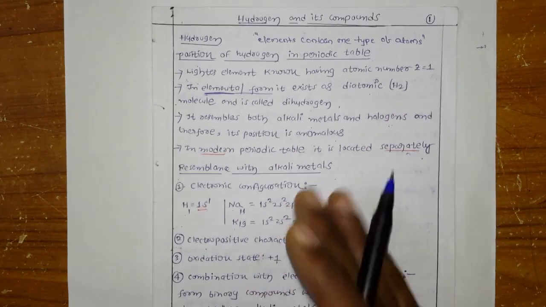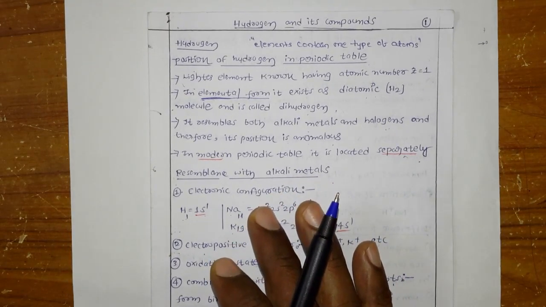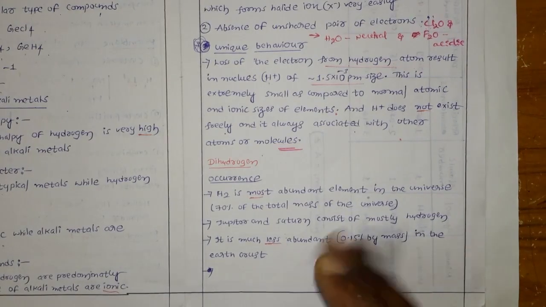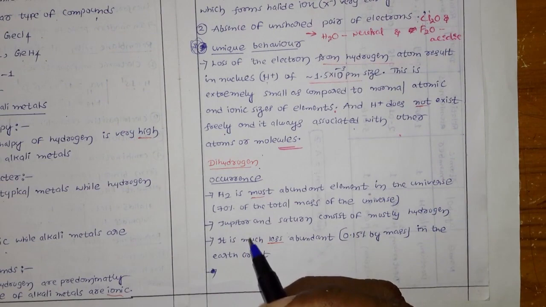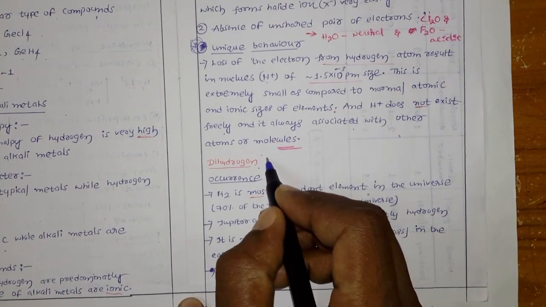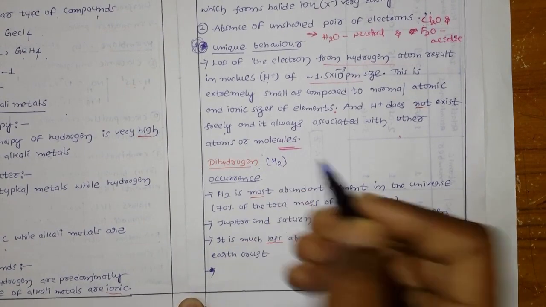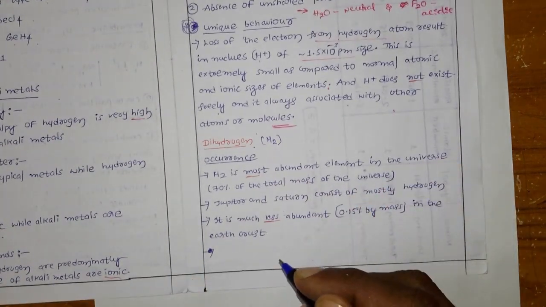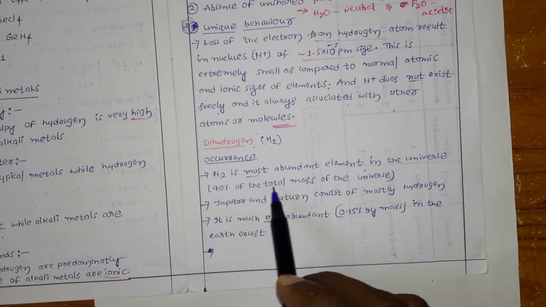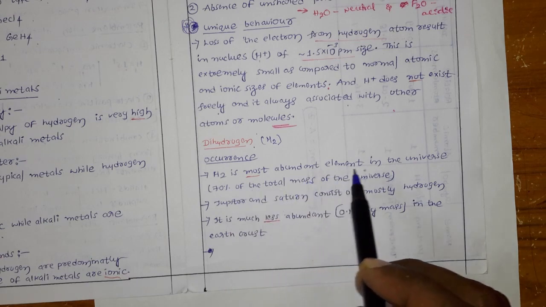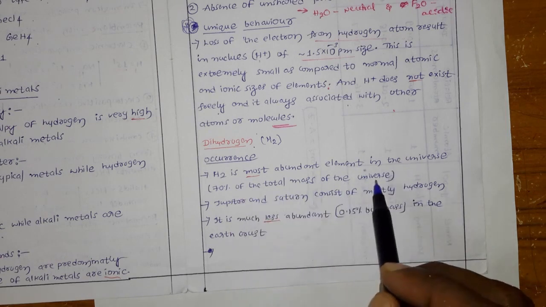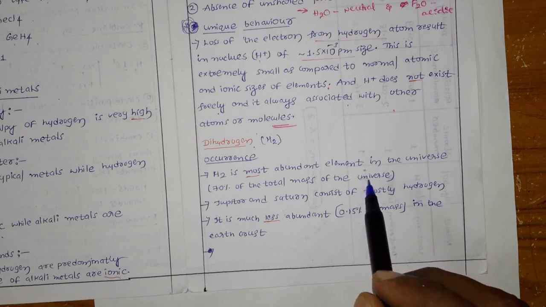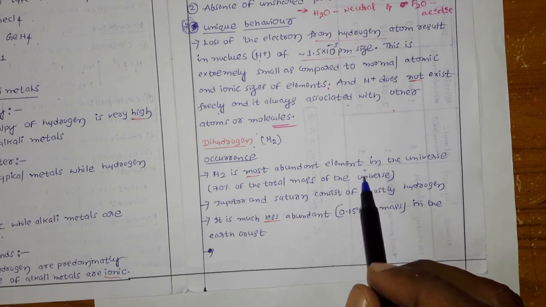Okay, so this is one important topic you need to understand. Now, dihydrogen. You know that dihydrogen is nothing but the diatomic molecule of hydrogen, H2. Its occurrence: hydrogen is the most abundant element in the universe, about 70% of the total mass of the universe. You see how much hydrogen is available in the universe.